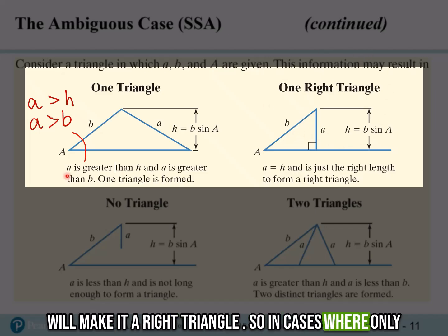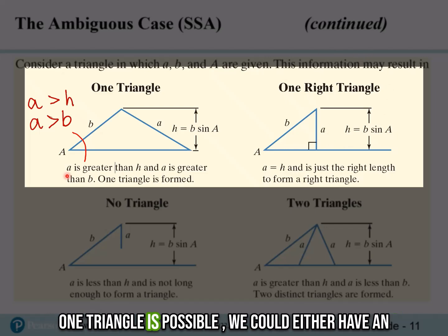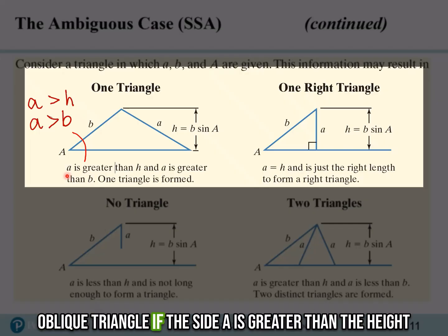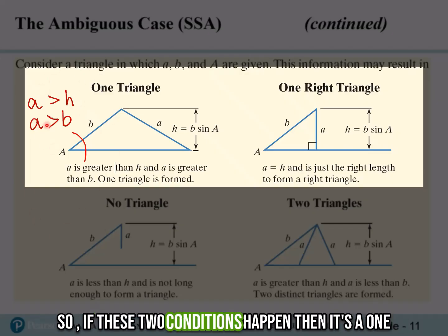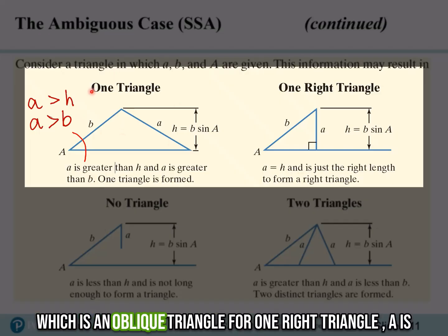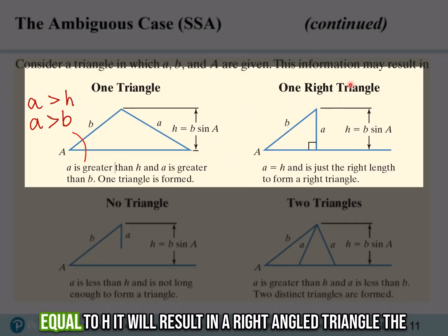So in cases where only one triangle is possible, we could either have an oblique triangle if side A is greater than the height and side A is greater than the length of side B. All right, so if these two conditions happen, then it's one triangle, which is an oblique triangle. For one right triangle, A is equal to H, and it will result in a right-angle triangle.